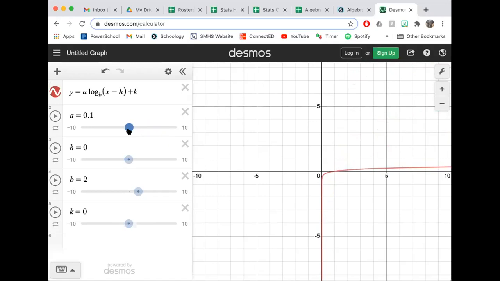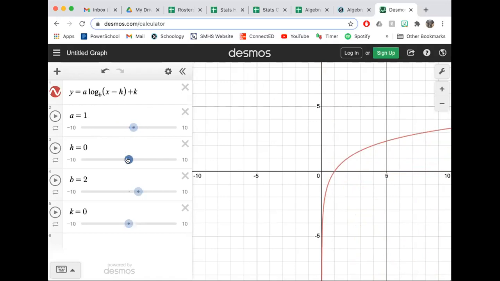But what happens if it goes negative? Well, let's see. Oh, it flips over. So it was here, now it's here. It was here, now it's here. All right, so if A is negative, it flips over the x-axis. All right, so that's what A does. It kind of stretches it and flattens it.